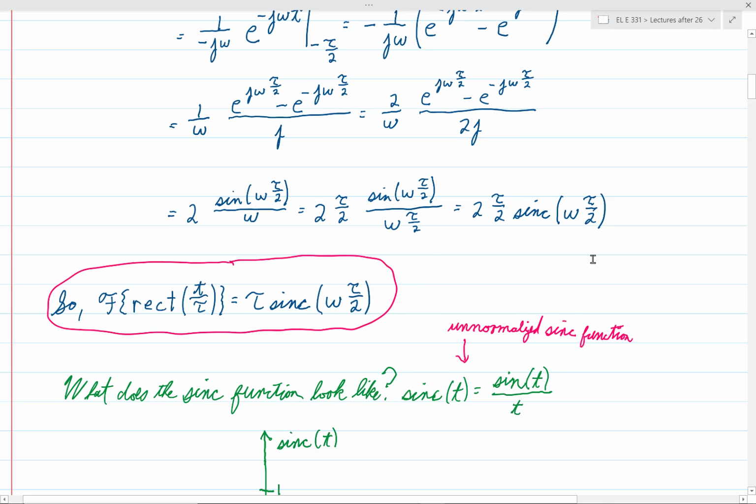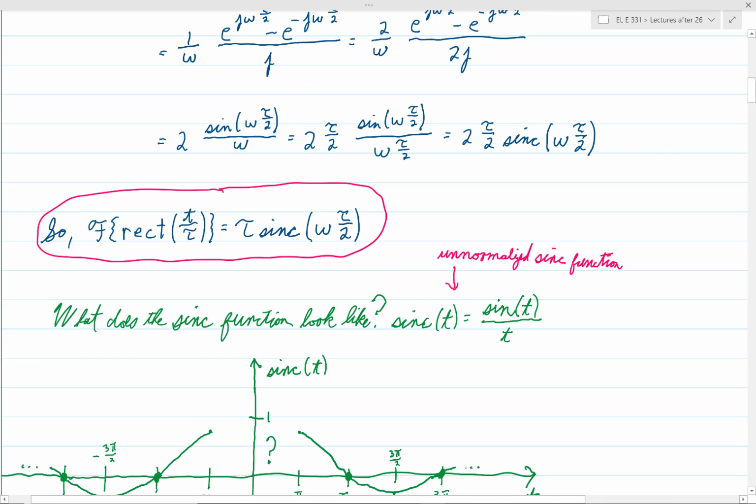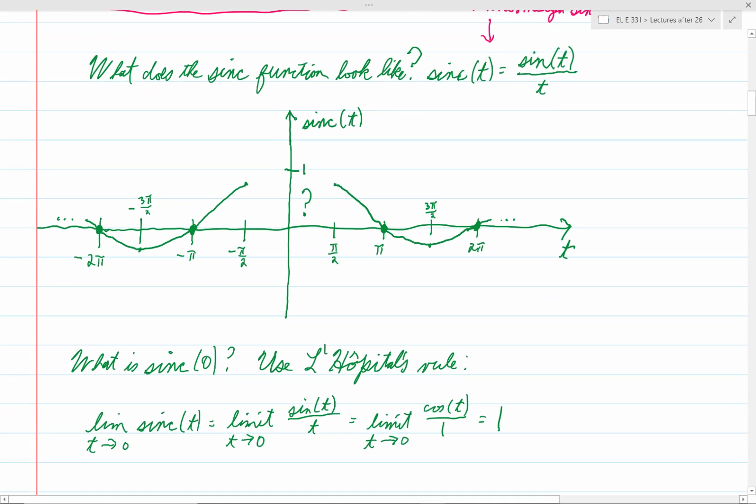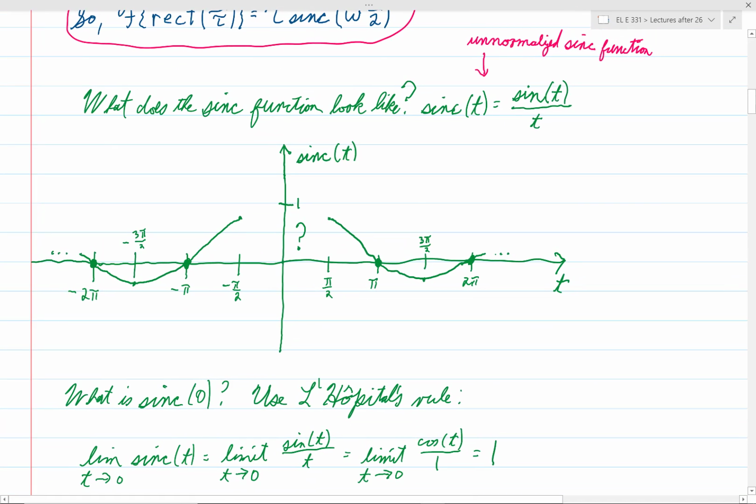So that's an interesting result. And since you probably are not too familiar with this sinc function, I thought let's investigate this a little more before we go to the next example.